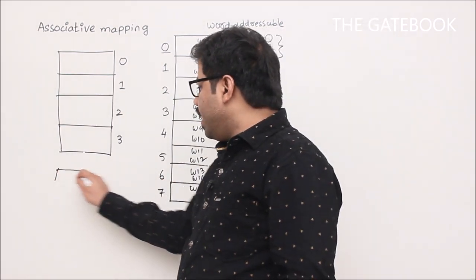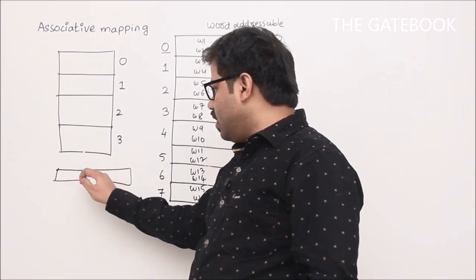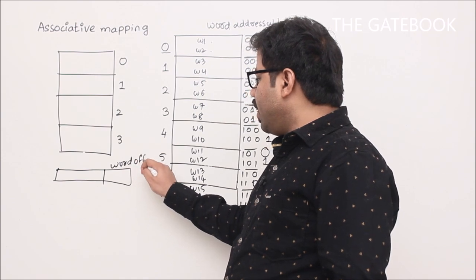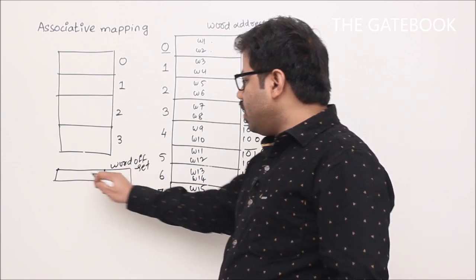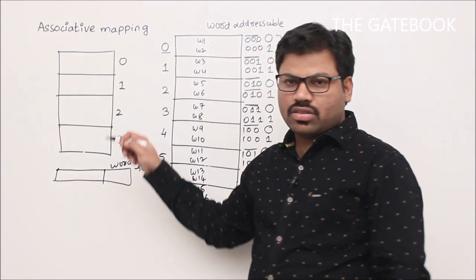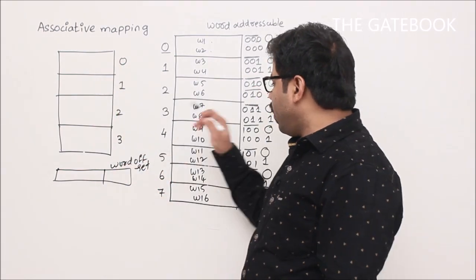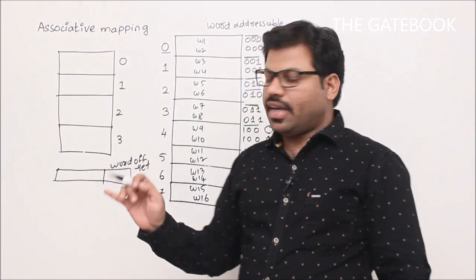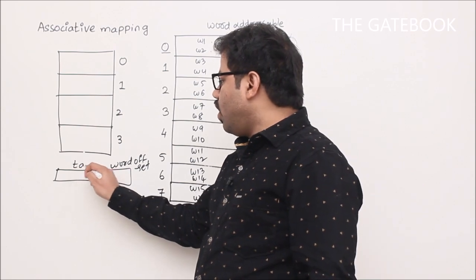So generally in direct mapping we had 3 divisions, right? One is word offset, and after that immediately we had cache offset or cache index. It depends on the number of cache blocks. This time we are not mapping one particular block to one particular block, so there is no cache index. Directly everything is tag. What are we going to do?